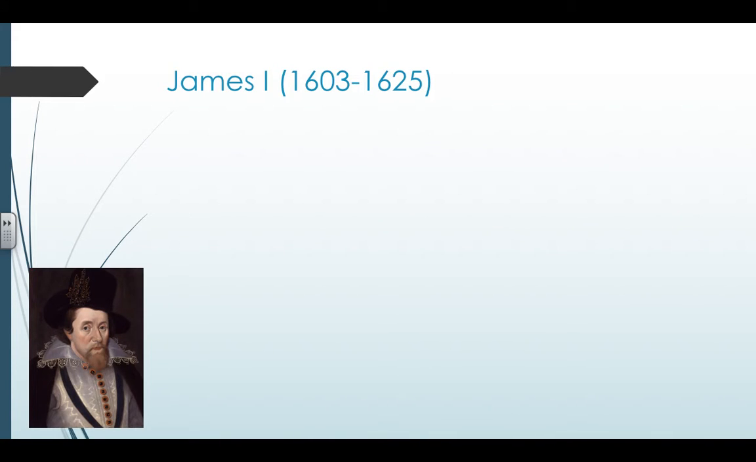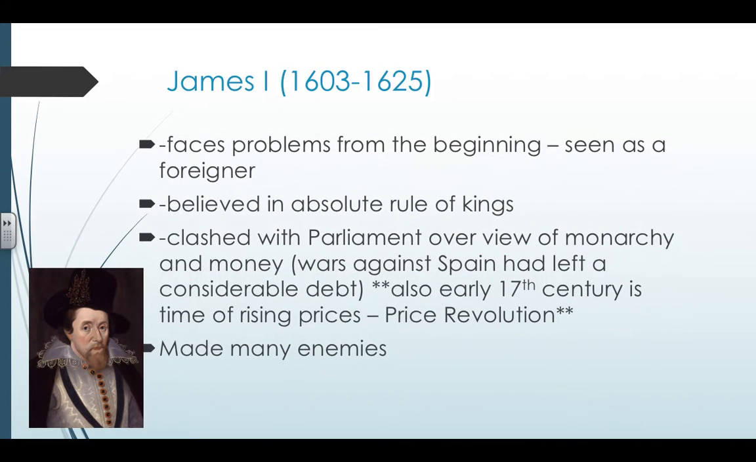James I, King of England from 1603 to 1625. From the very beginning, James faces problems. He's seen as a foreigner because he's Scottish. Also, as you should note from the document work we've already done in class, James I was a very ardent believer in the absolute rule of kings. He supported divine right, and he completely supported the idea that kings were gods on earth and therefore should have absolute rule and absolute power over everything.